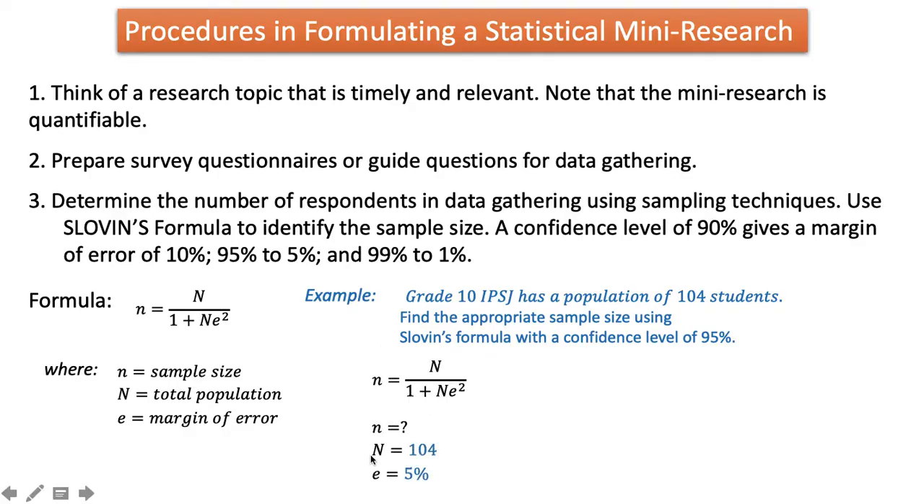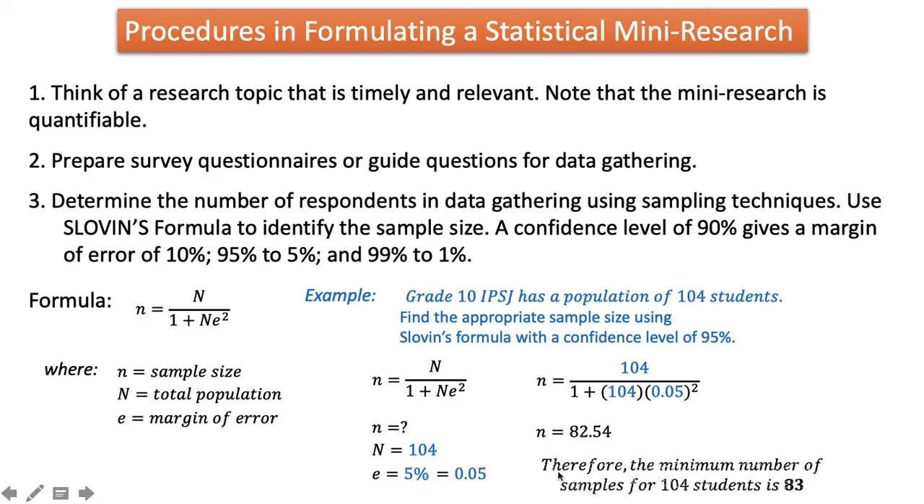So our population here is 104 and our margin of error is 5%. Why? Because our confidence level is 95%. Okay? So the decimal form of 5% is 0.05. Then substitute this in our formula and compute. And our n here is 82.54. Therefore, the minimum number of sample for 104 students is 83.